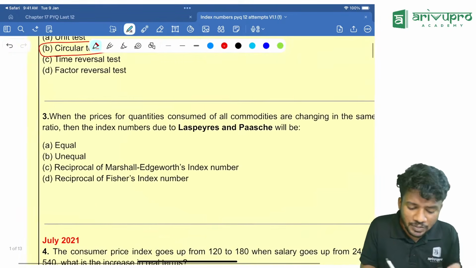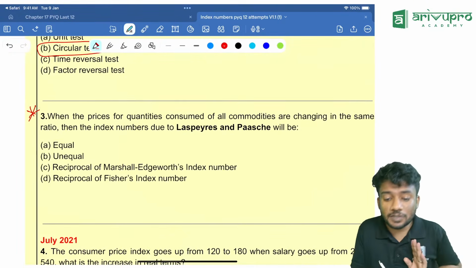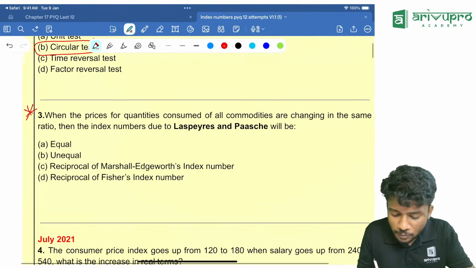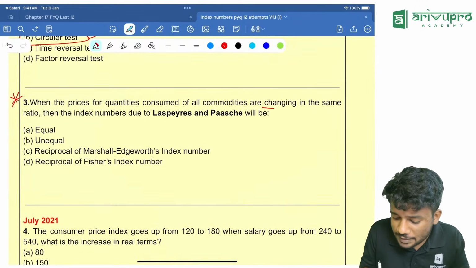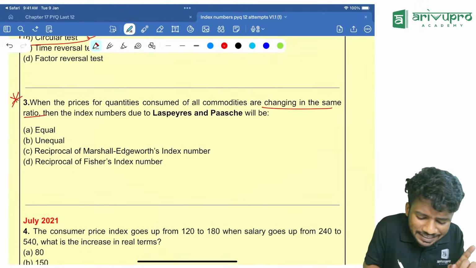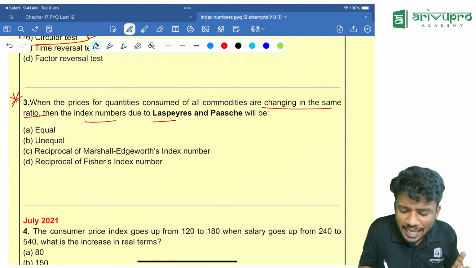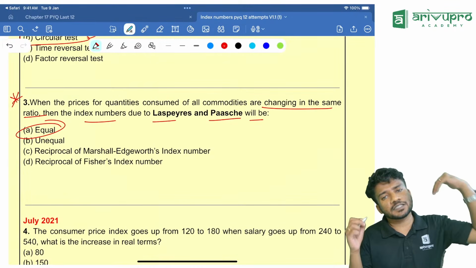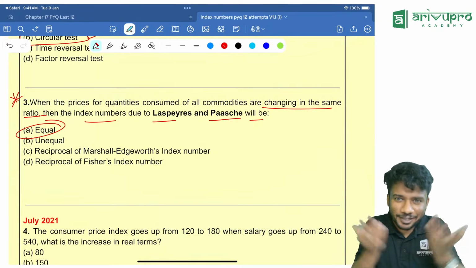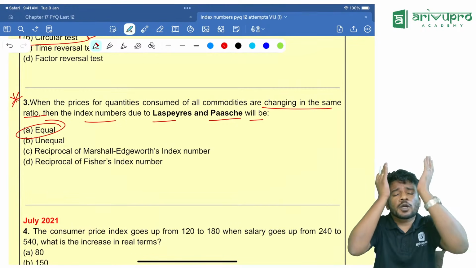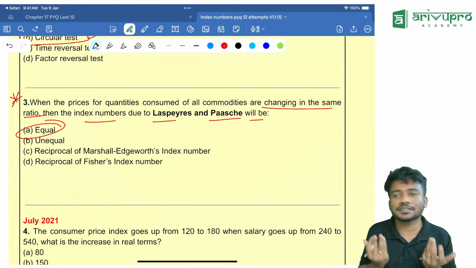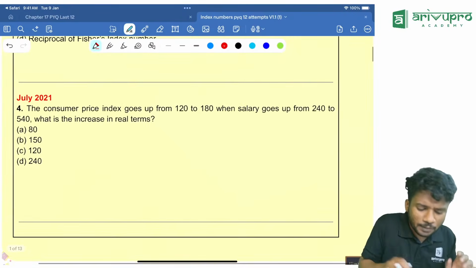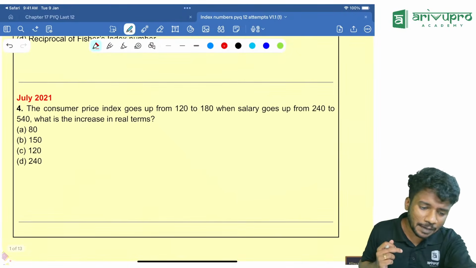Now the next question. It is a repeated question. 3 times it is repeated, so there is a high chance. When the prices or the quantities consumed of all commodities are changing in the same ratio, the index numbers due to Laspeyres and Paasche will be what? It will be equal. This one we have discussed in the class, in the marathon. Everywhere we have discussed, because this is one of the most important questions. There is a high chance that this question will be there for your examination. People, next one, July 2021 examination.